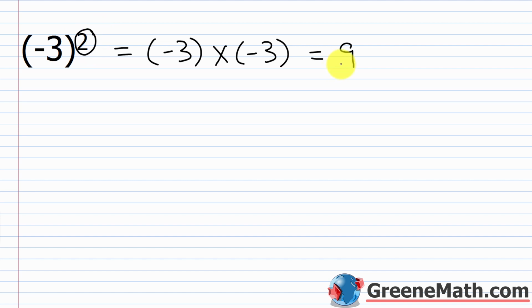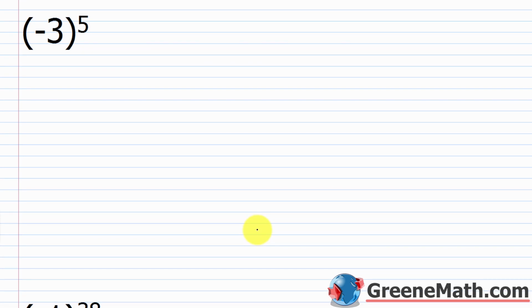I have an even number of negative factors. In this case, it's 2. And an even number of negative factors gives me a positive result. What about negative 3 raised to the 5th power? And notice how the negative 3 is enclosed inside of a set of parentheses.